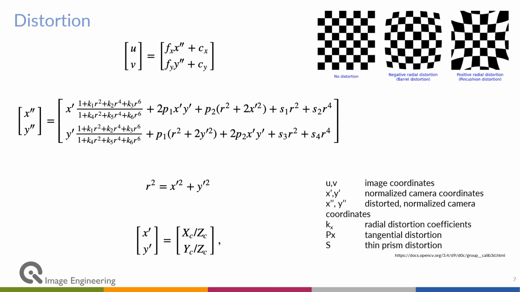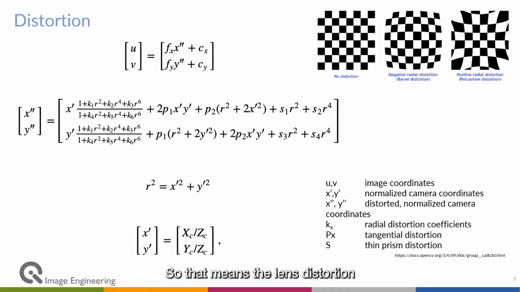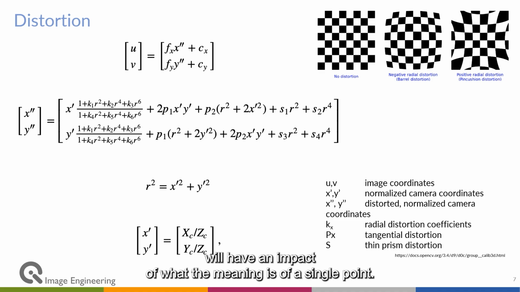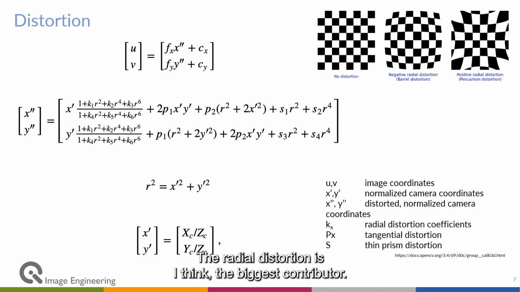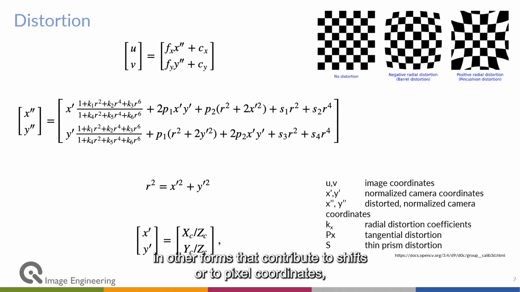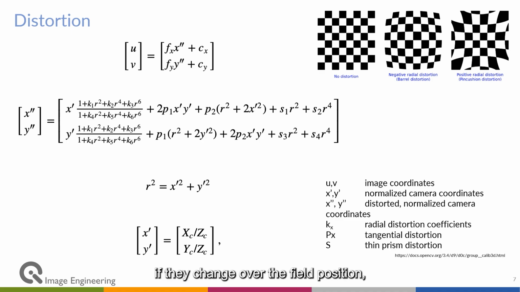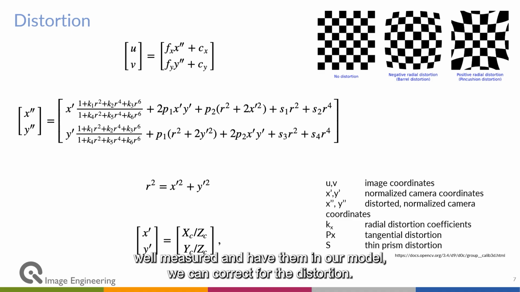So if we have all that, we can calculate back and forth, but something that we also have to consider is the distortion. Distortion is a change of the reproduction scale over field. That means a lens distortion will have an impact on what the meaning is of a single point. So we need to characterize the distortion very precisely. And this is something that we also do in the geometric calibration, to define the different distortions that you can have. The radial distortion is, I think, the biggest contributor, but we also have tangential distortion and other forms that contribute to shifts of pixel coordinates that change over the field position, from the center to the corner. If we have all these parameters well measured and have them in our model, we can correct for the distortion.